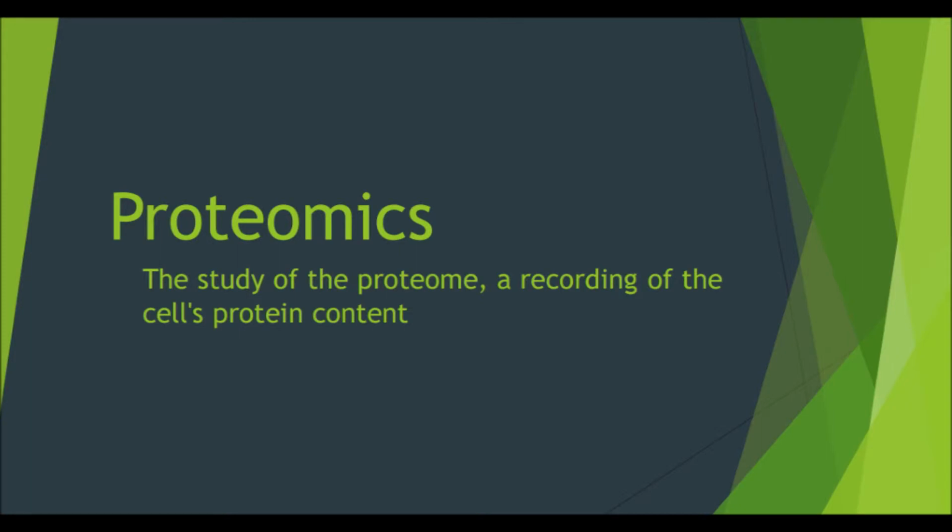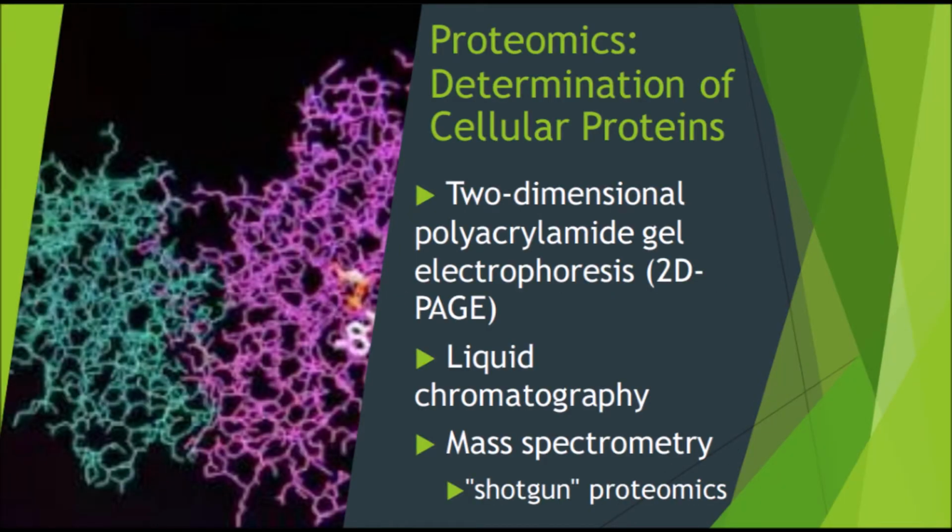Proteomics is the study of the proteome, a record of the cell's protein content. Methods used to determine cellular proteins are two-dimensional polyacrylamide gel electrophoresis, also known as 2D PAGE, liquid chromatography, or mass spectrometry using traditional or shotgun proteomics.